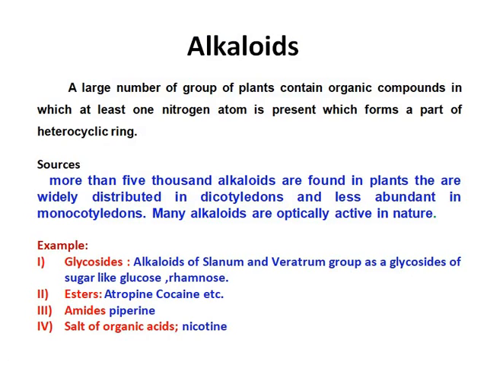Alkaloids are a large group of plant compounds. They are organic compounds in which at least one nitrogen atom is present and forms part of a heterocyclic ring. At least one nitrogen as part of a heterocyclic ring must be present. This is called an alkaloid. Now we have seen the sources of the alkaloids.